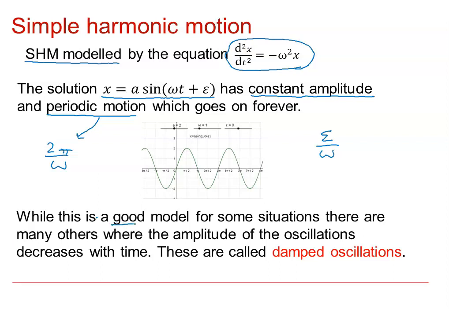So although this is a good model for some simple oscillating systems, there are many situations where the amplitude of the oscillation will decrease over time, and this is called damped oscillations. So for example, if you did have a mass bouncing up and down on the end of a spring, then eventually over time, due to air resistance, those amplitudes would decrease, although the oscillations would maintain the same time period, the amplitudes would decrease.